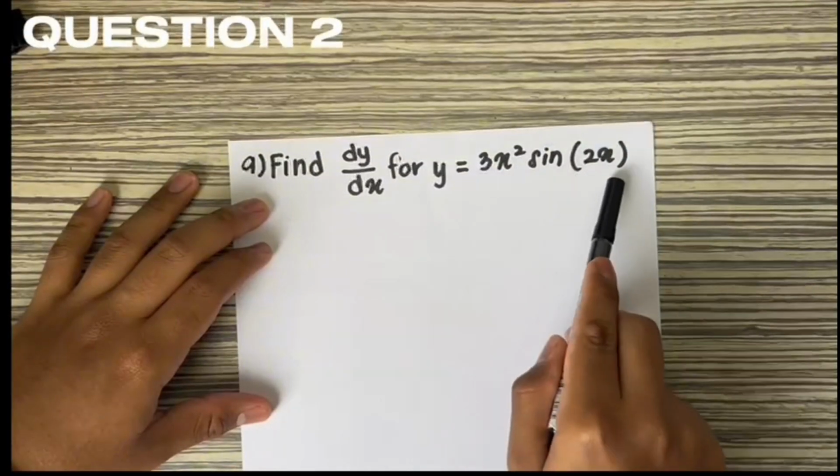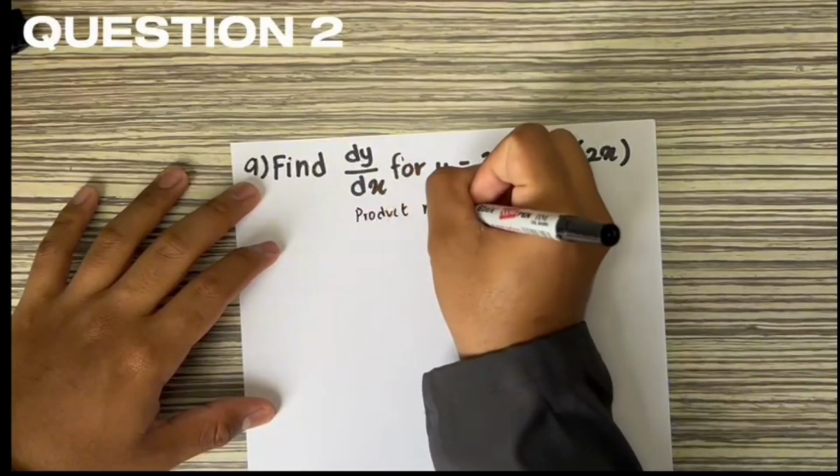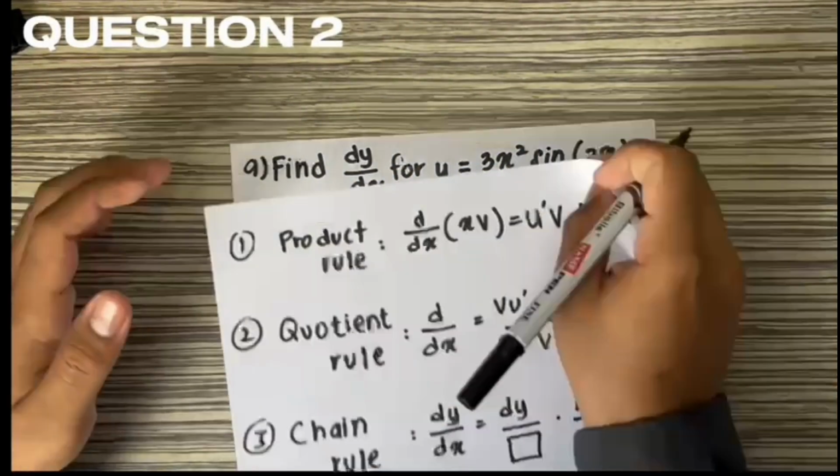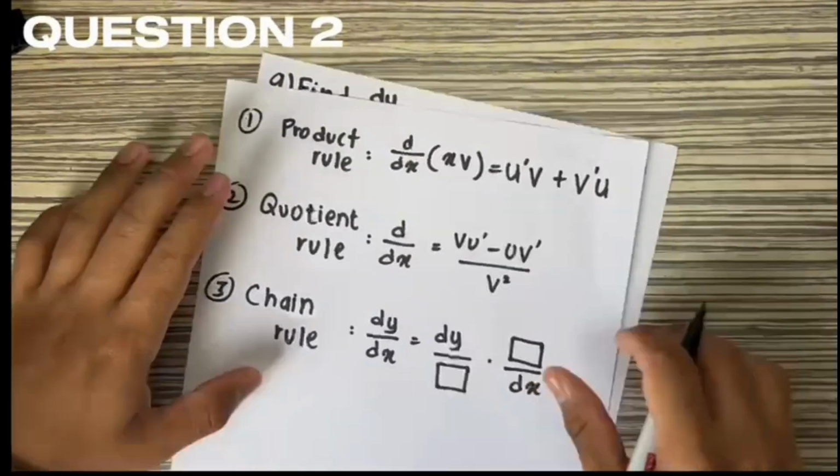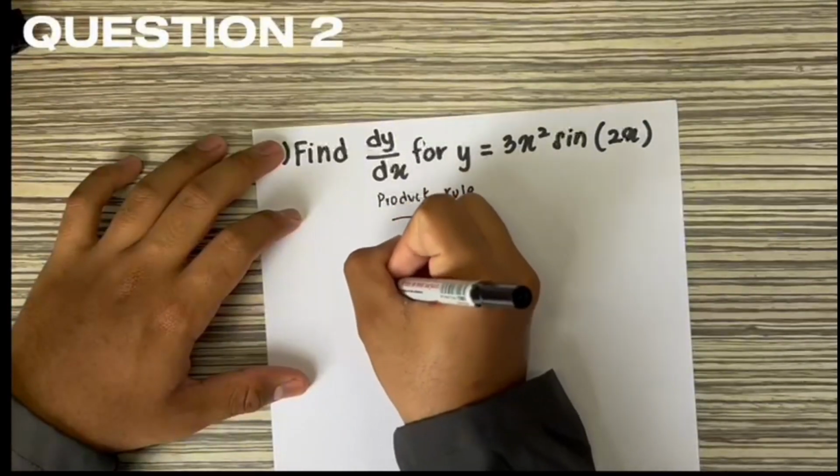So find dy/dx for y = 3x squared sin 2x. So we need to use the product rule. So what is the formula of the product rule? Okay, this is the product rule formula: u prime multiplied with v plus v prime multiplied with u. So we write the formula.